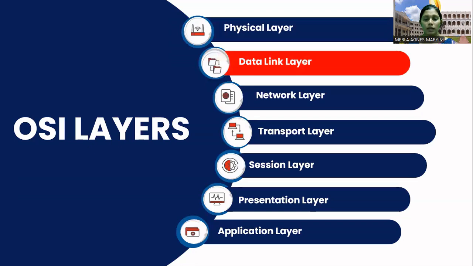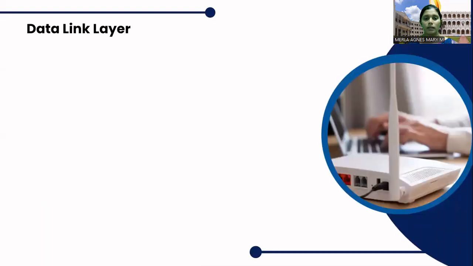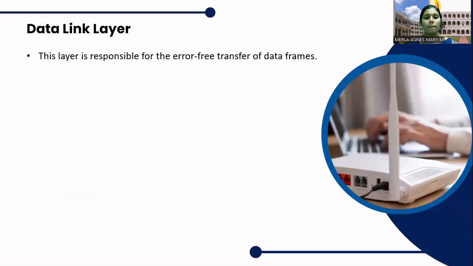Then the second layer, that is the data link layer. Let's see the data link layer. This layer is responsible for the error-free transfer of data frames. In the physical layer, the data is in the form of bits. The bits move into the data link layer and are formed into frames. The frames are converted, then move into the next layer.